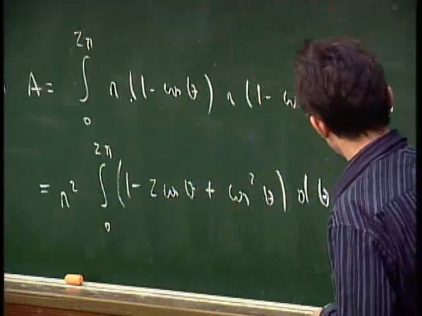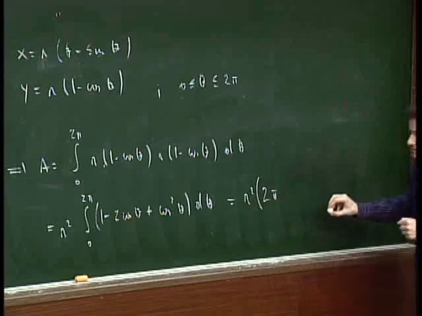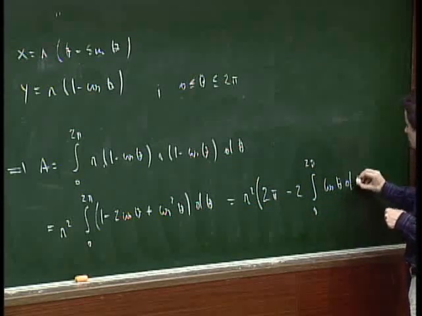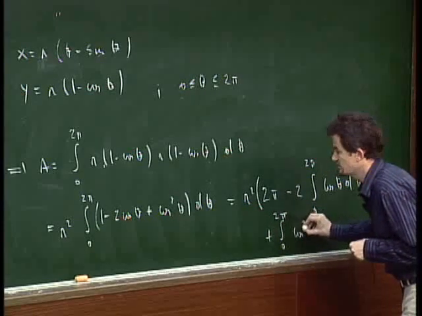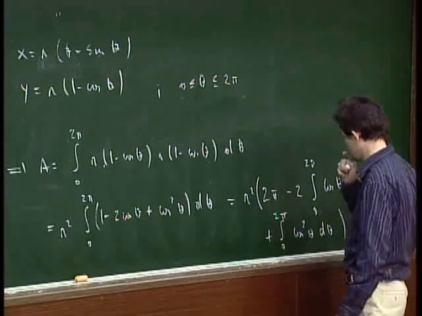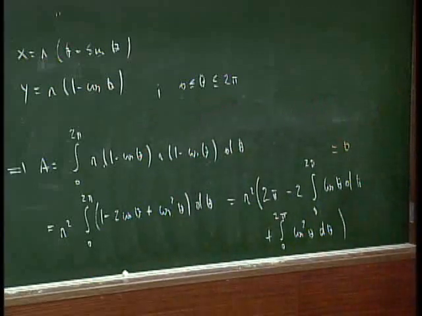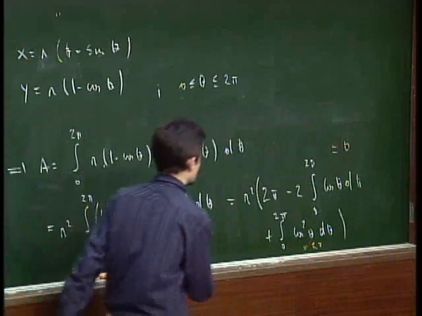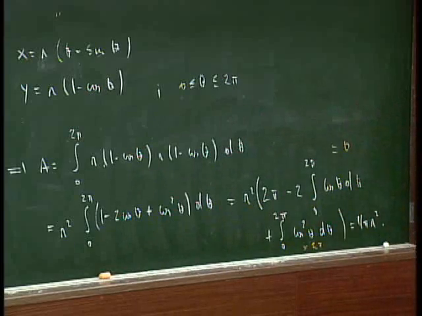Okay, so we see that this will be equal to r squared times 2 pi minus twice the integral from 0 to 2 pi cosine of theta. But this integral is equal to 0. Plus the integral from 0 to 2 pi cosine squared of theta d theta. And this integral here must be equal to pi. So what we get is 3 times pi times r squared. Okay, so this is the area.